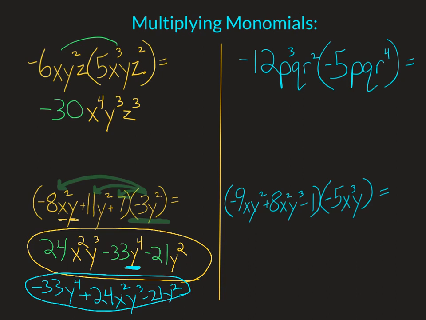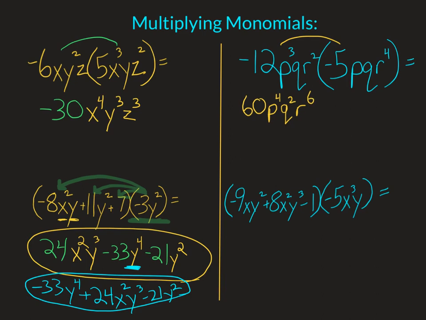All right. We're just multiplying. Negative 12 times negative 5, positive 60. Just count up your variables. 3 p's on the outside, 1 on the inside is 4 p's. 1 q on the outside, 1 on the inside is 2 q's. 2 r on the outside, 4 on the inside, 6 r's. It's as simple as that.